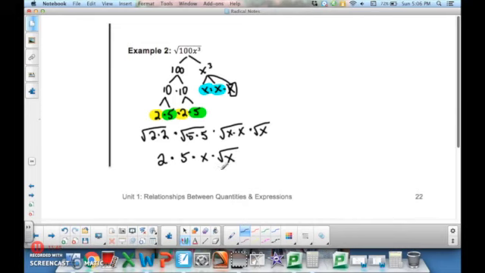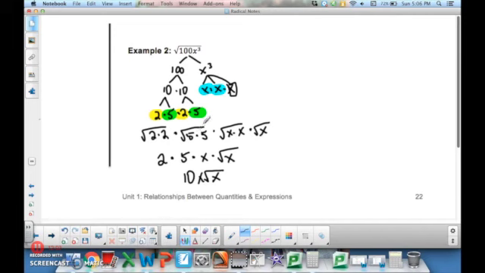I do have one last little step here on this one, and that's to go ahead and multiply all these together. 2 times 5 is 10. 10 times x is just 10x. So I have 10x times the root of x. And that is my final answer.